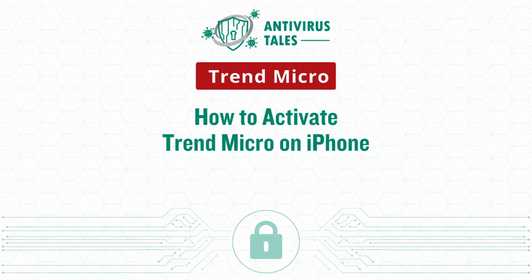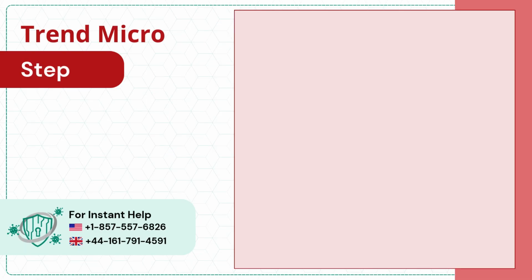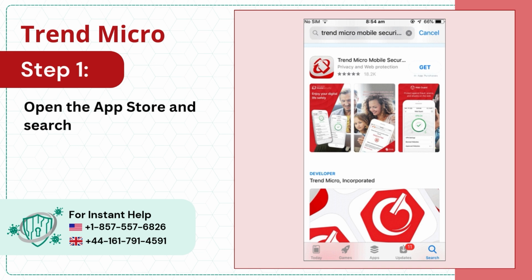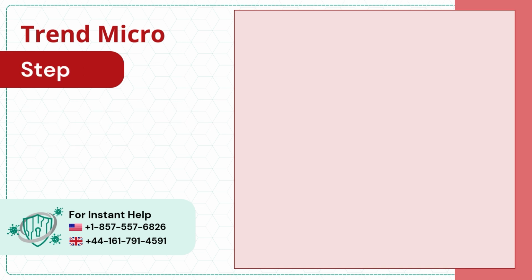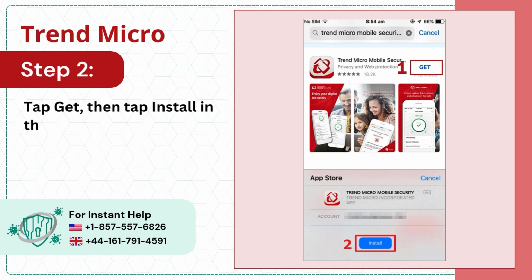How to activate Trend Micro on iPhone. Step 1. Open the App Store and search Trend Micro Mobile Security Application. Step 2. Tap Get, then tap Install in the prompt to proceed.